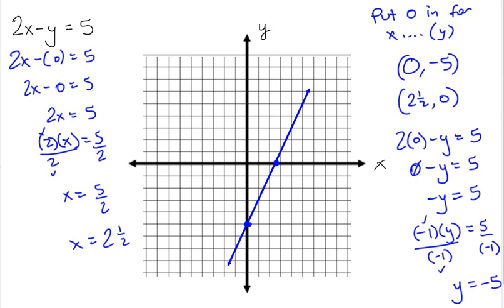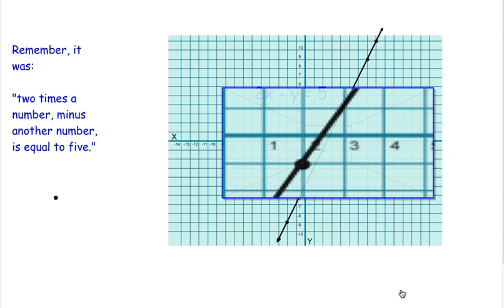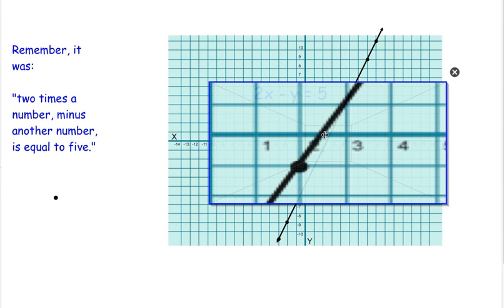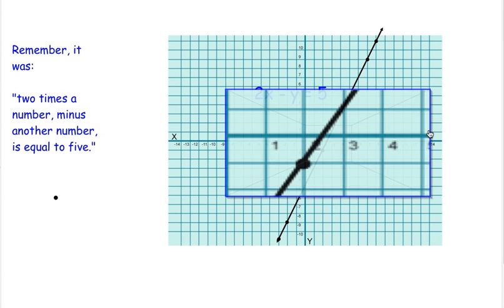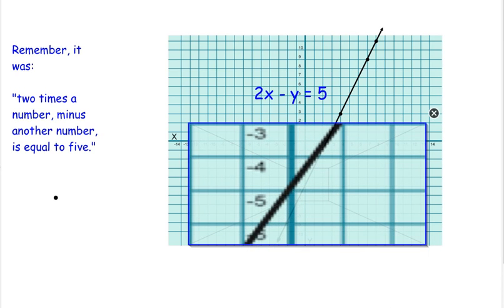Nice job, Mr. Eckert. Now that I have that line, I said to you guys, we've already done this graph. Let's see who remembers it. There it is. Let's see if I graphed in the right spot. I'd say that's about 2.5. It's pretty good. Let's check this. Yeah, negative 5. I got my intercepts correct.